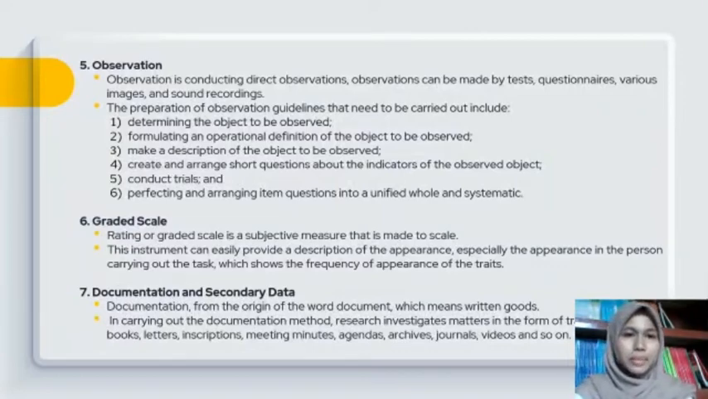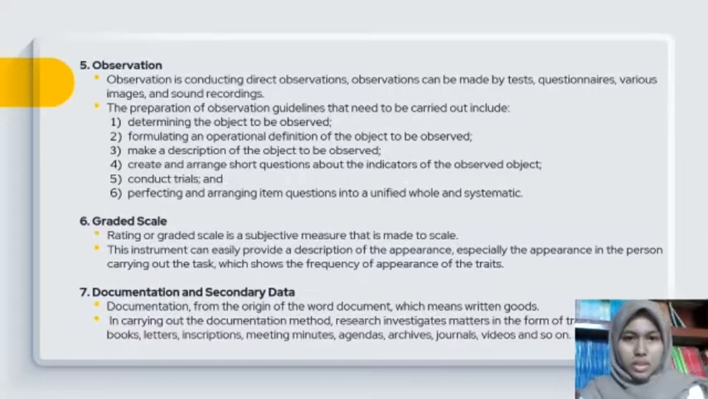I will explain about the instrument types. So, number five is observation, which is conducting direct observation, like can be made by tests, questionnaires, various image and sound recordings.